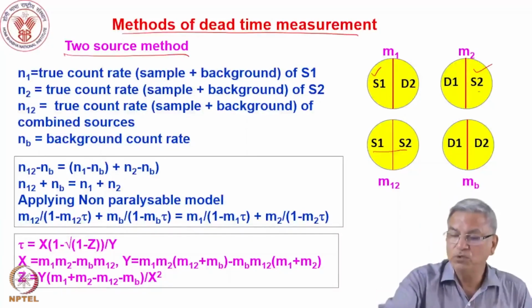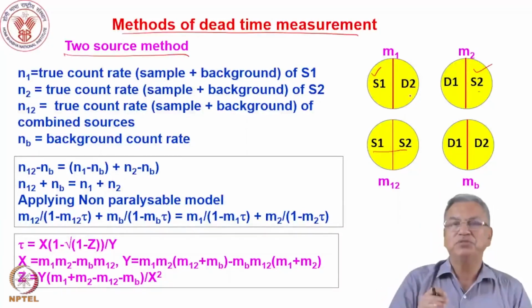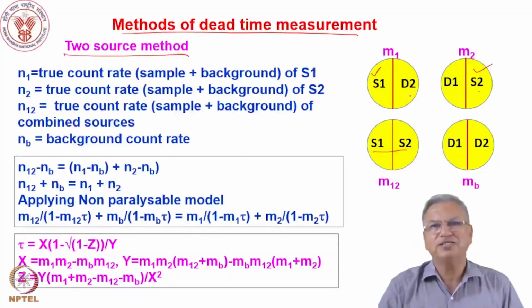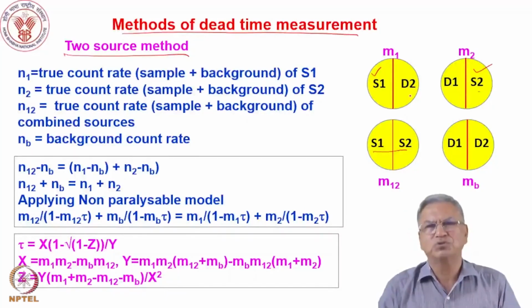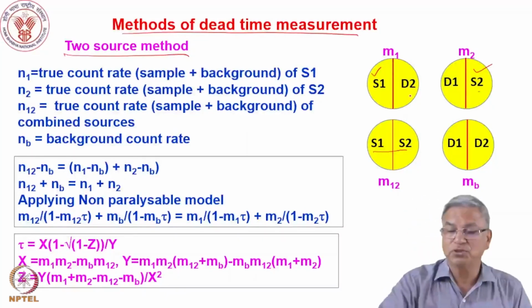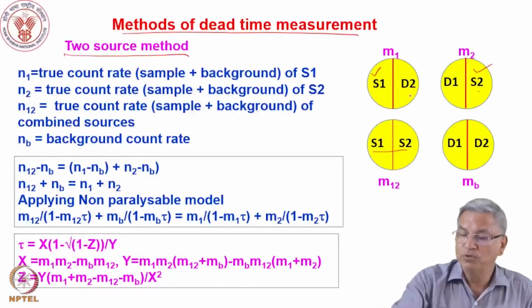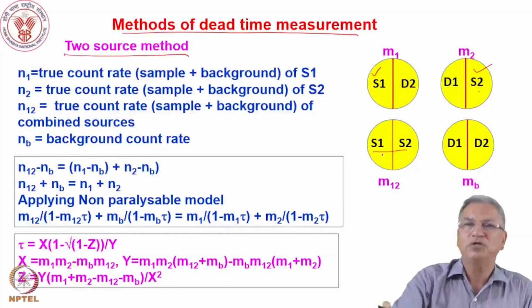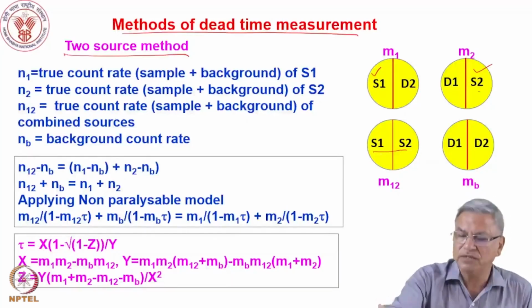And D1, D2 are the dummy sources. Dummy means when you are not putting any sample, you put a dummy source. There is no activity in that. That is a dummy source. So you now have 4 sources, S1, S2, D1, D2. D1, D2 are the dummy sources.